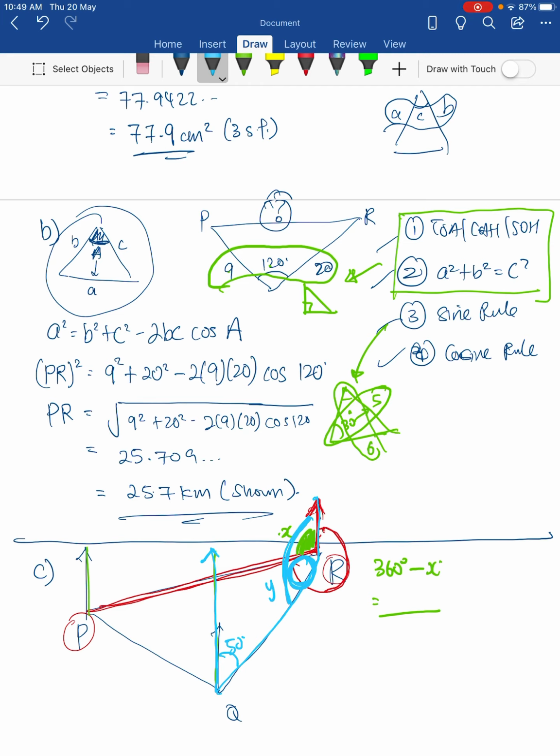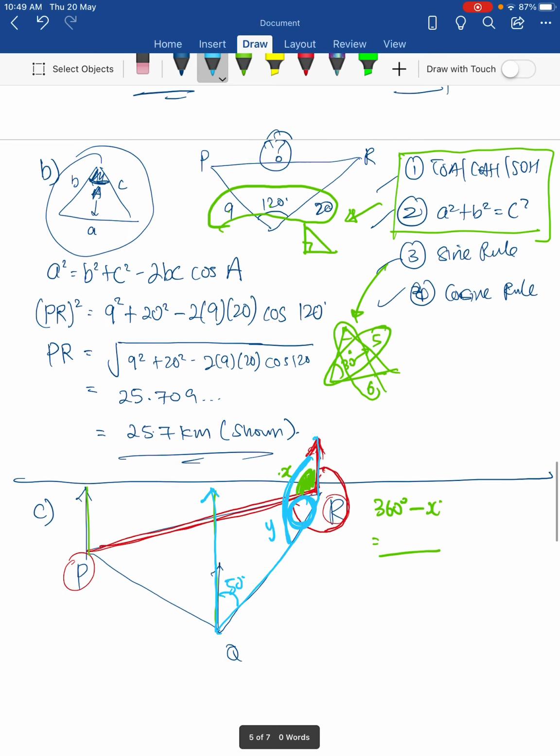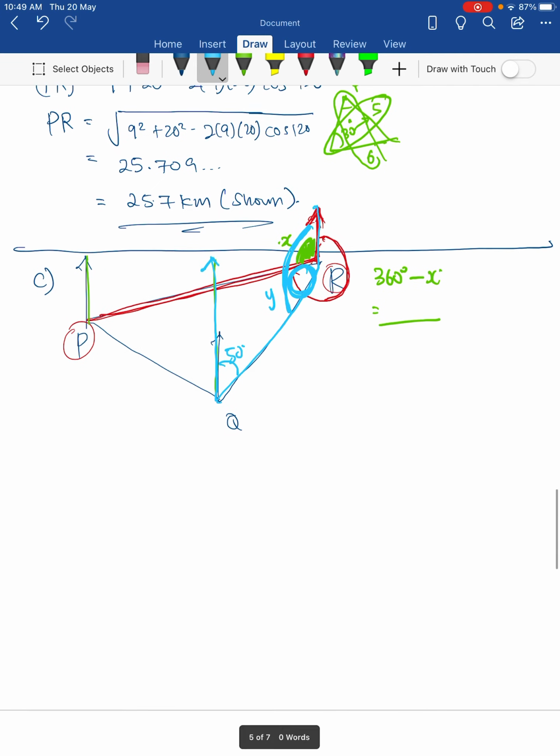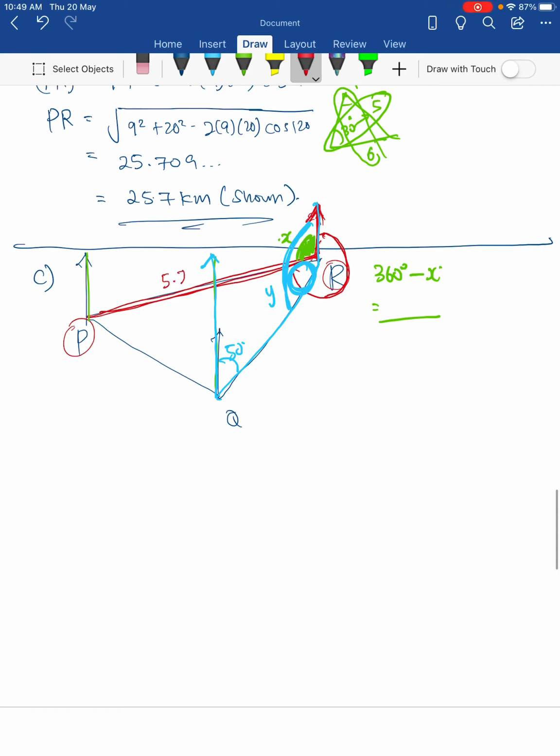Okay, so now let's take a look at which method is easier. This is for part C. Let's also recap the information we already have. This length is 25.7, this is 9, this is 20. The angle over here is 120. So this is also 70, and this is 110.